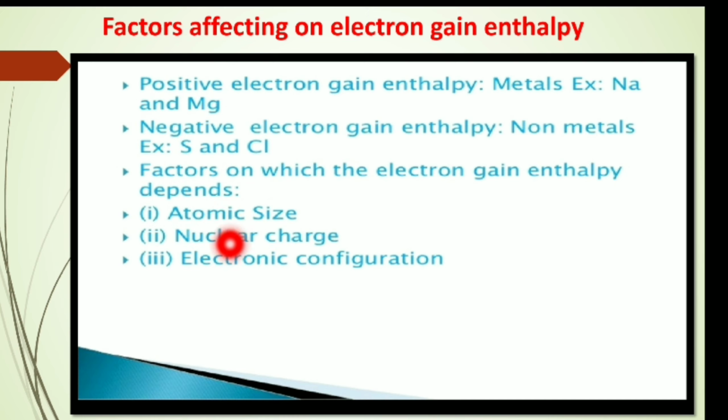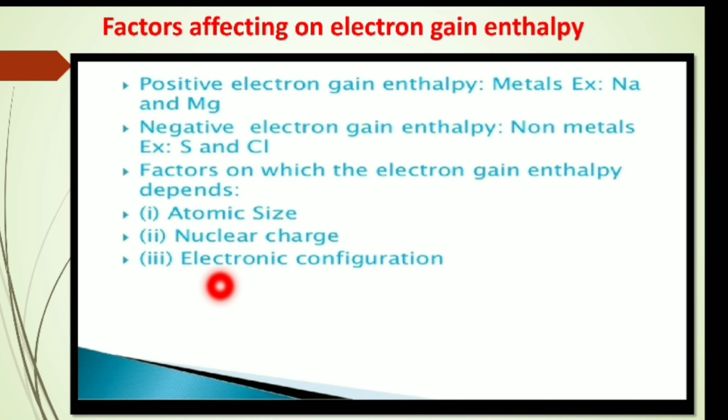Nuclear charge. From left to right, nuclear charge increases. Similarly, the nucleus attracts the electrons towards itself. Then a higher amount of energy is required to remove the electron, because those electrons are very tightly held by the nucleus. So electron gain enthalpy increases whenever the nuclear charge is more.